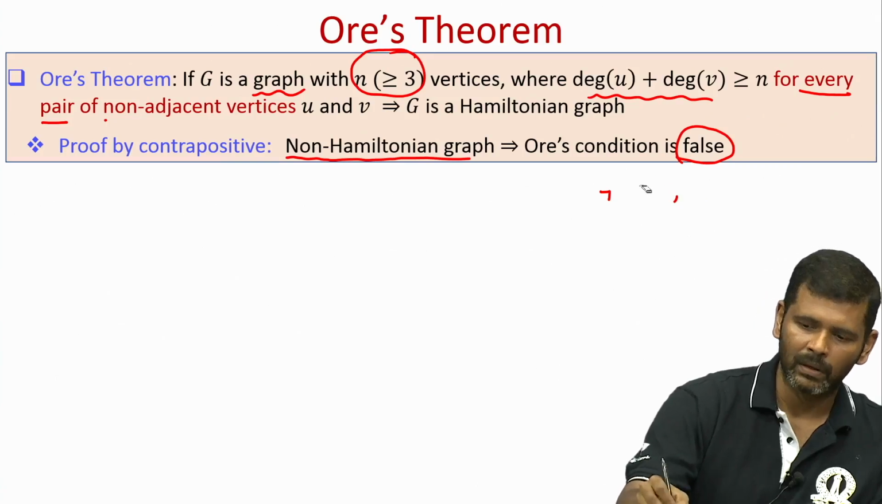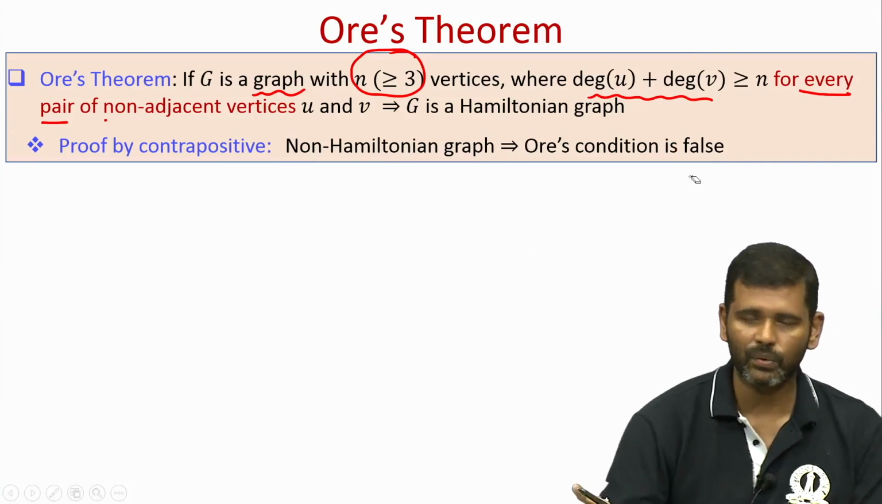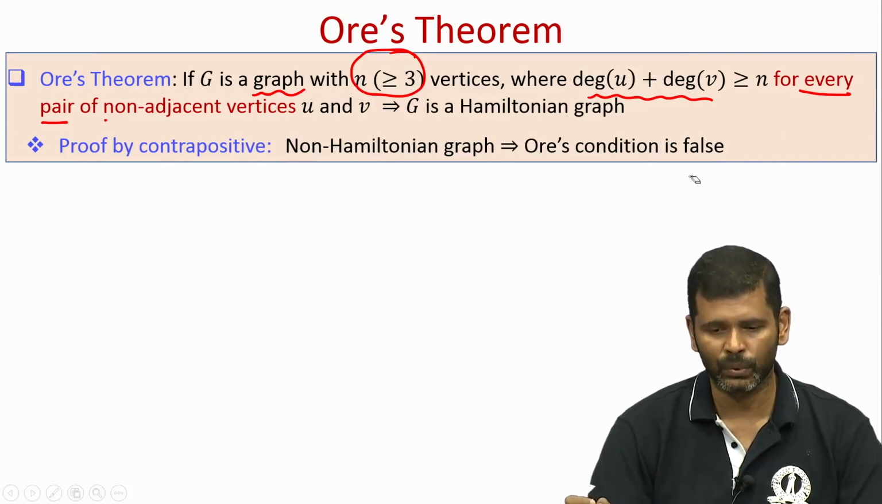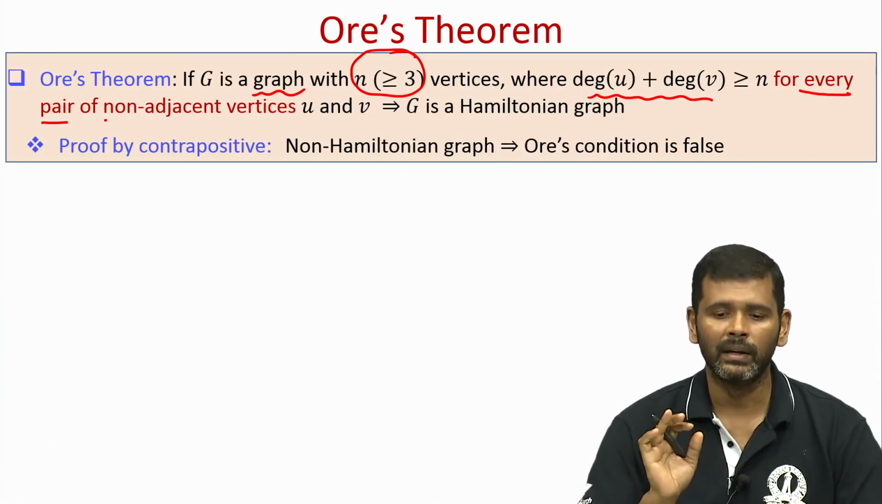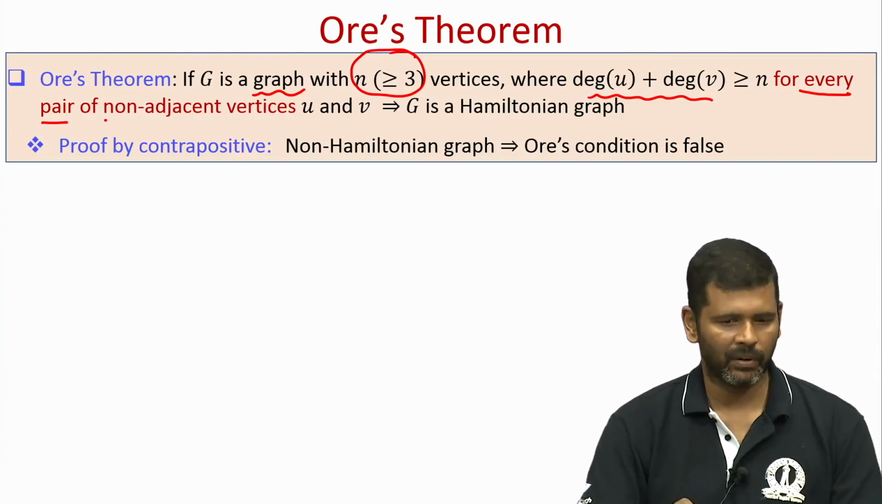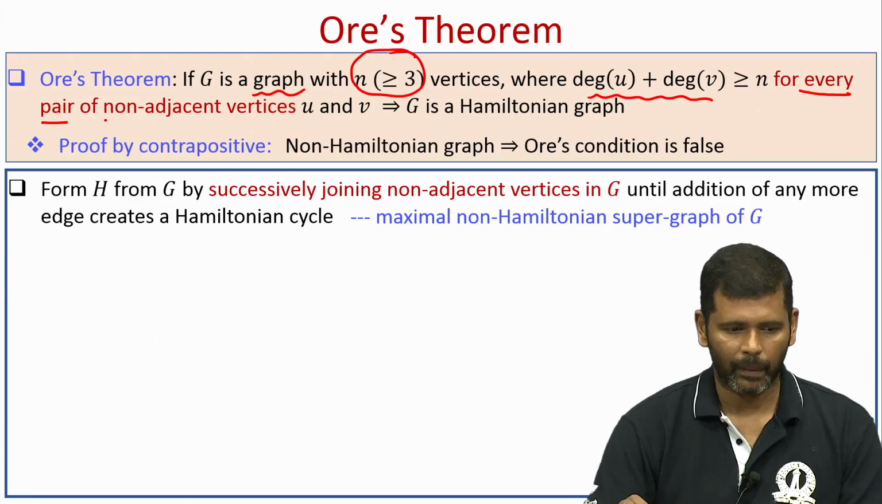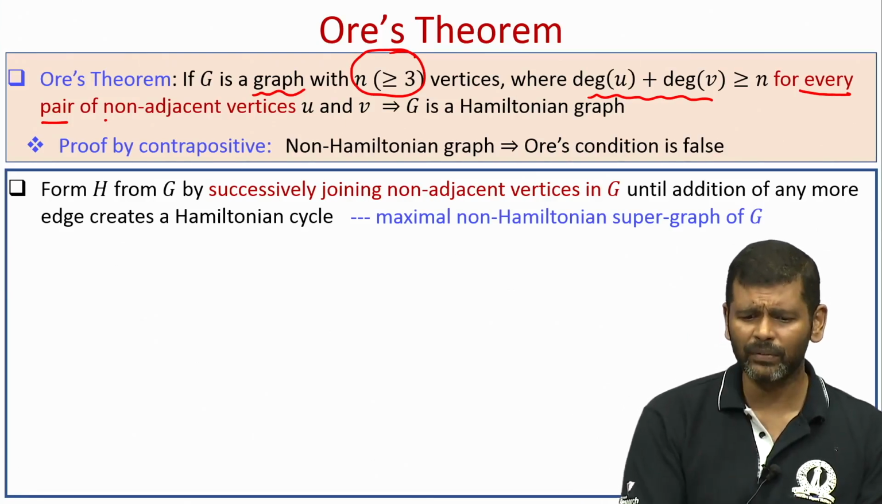If the graph is non-Hamiltonian, then there exists at least one pair of non-adjacent vertices u and v for which Ore's condition is false. I am not going to argue that for every u, v pair in my graph Ore's condition is false, because that is not what we mean by the negation of Ore's condition. And the proof is very clever here.